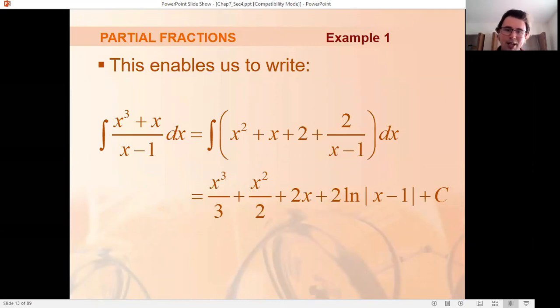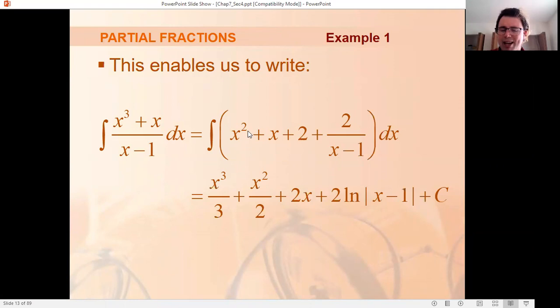The claim being that after you perform long division, this rational function x cubed plus x divided by quantity x minus 1 will be equal to a quotient, which is just a polynomial, of x squared plus x plus 2, and a remainder term. So that's my plus 2 divided by x minus 1. And now, where I started off with a rational function that might not have such an obvious antiderivative, I can take the antiderivative of this polynomial, lickety-split.